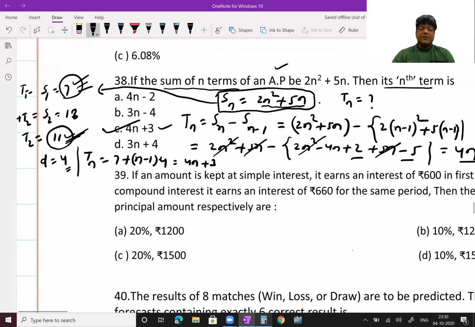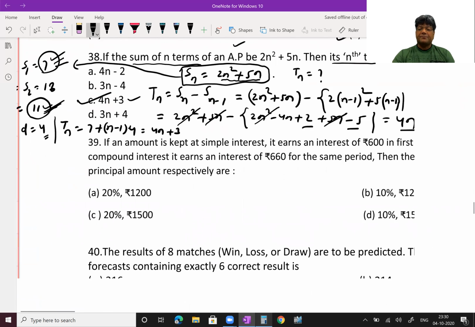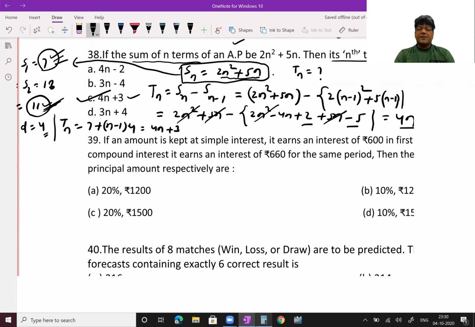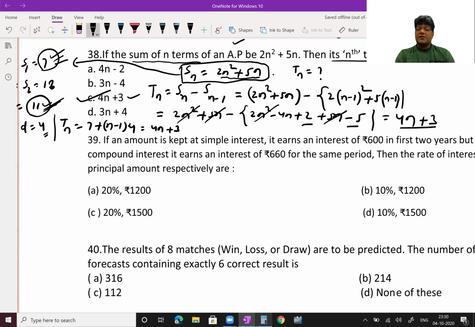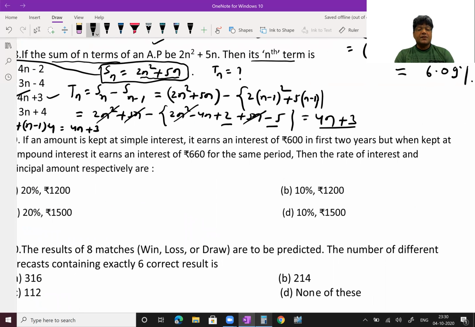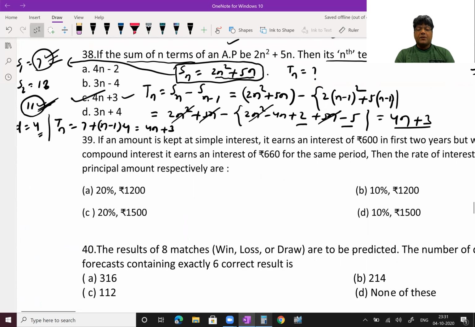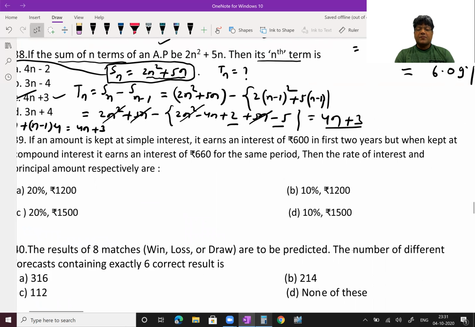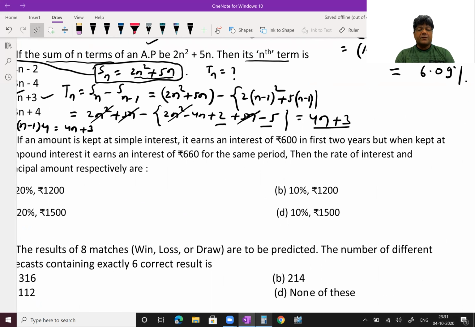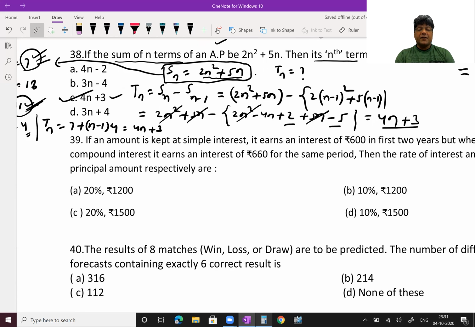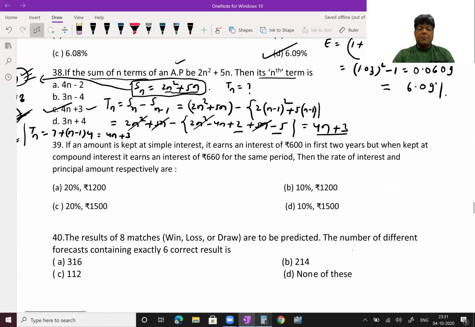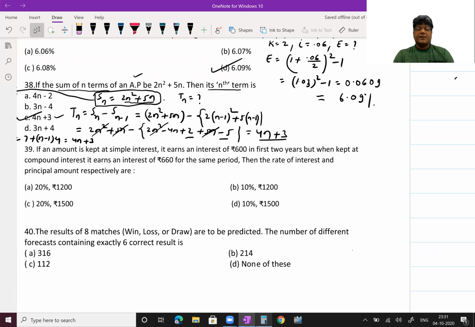Now, question number 39. If an amount is kept at simple interest, it earns an interest of rupees 600 in the first 2 years. But at compound interest, it earns an interest of 660 for the same period. Then the rate of interest and principal amount respectively are. Okay, so the amount is kept at simple interest.